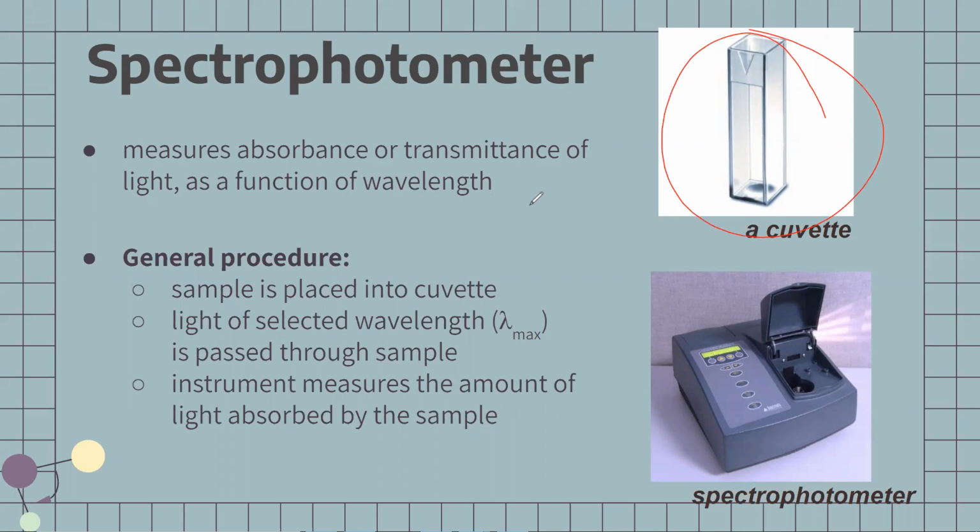So our general procedure is: the sample is placed into the cuvette. You select a wavelength at which to analyze your sample. Your instrument measures the amount of light absorbed by that sample. So that's basically how that works.